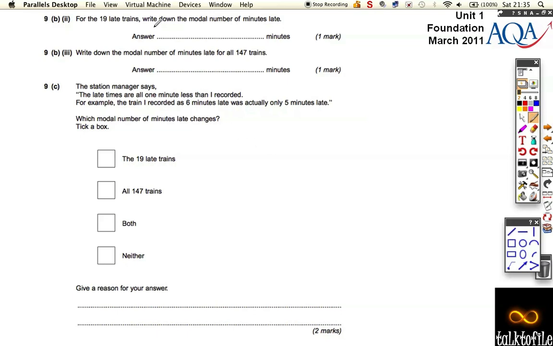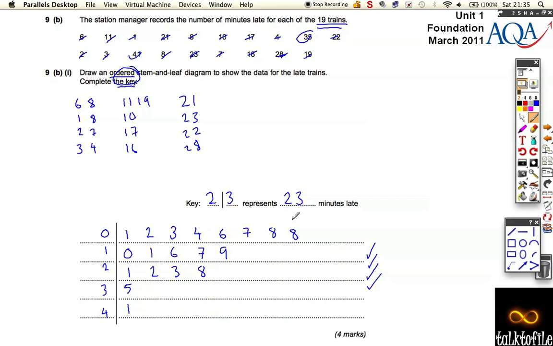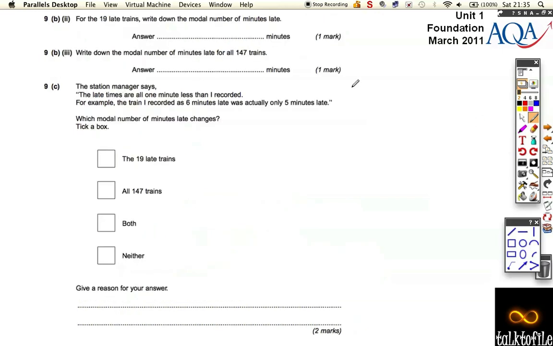For the 19 late trains, write down the modal number of minutes late. Okay, so let's go back. Now we've got the stem and leaf diagram, we can see which number comes up more than any other number. Well, this 8 comes up the most, doesn't it? So the modal number of minutes late is 8. Two trains were 8 minutes late, more than any other. However, of all 147 trains, there were only 19 late. The modal number of minutes late for all of them was 0 minutes, because most of the trains were on time, only 19 were late.